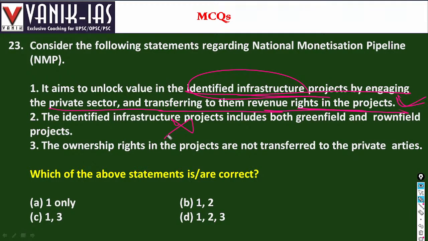Okay, so next, these are not in case of greenfield. Greenfield means new projects, right? These are only in case of brownfield. Brownfield means existing projects. How can we use the existing brownfield assets? That means existing projects will be monetized. So the second statement is wrong. The ownership rights of the projects are not transferred to the private parties. Yes, they are not transferred. One and three options are right.